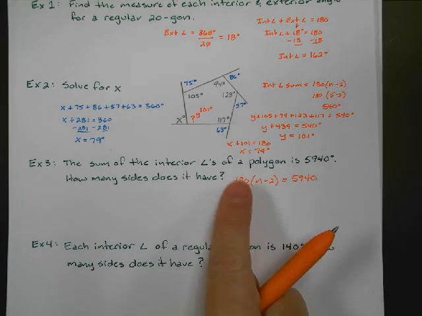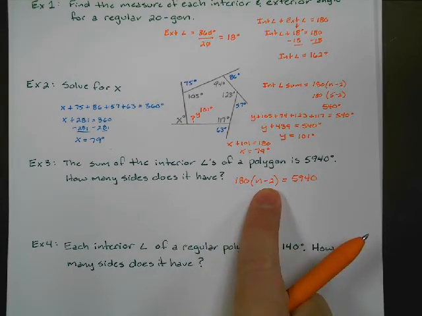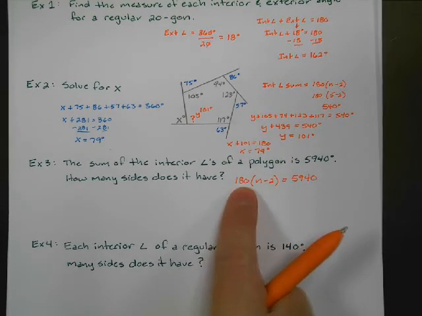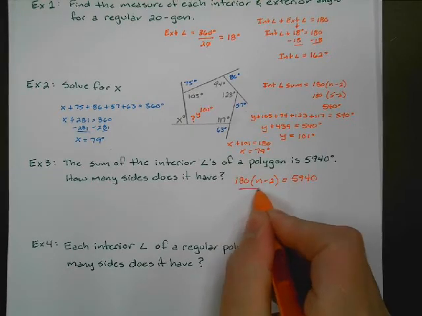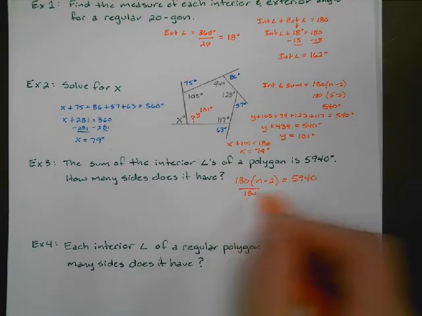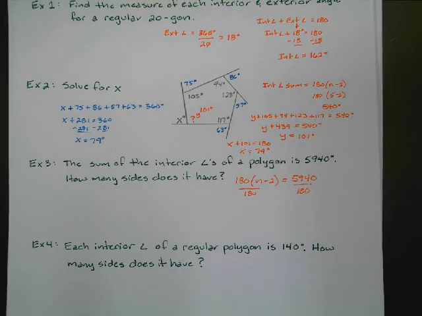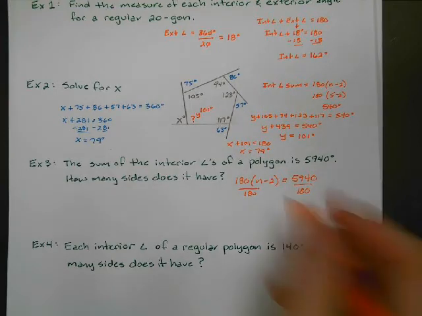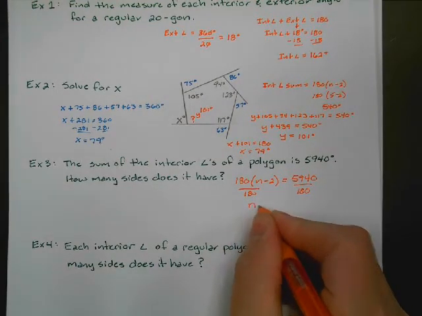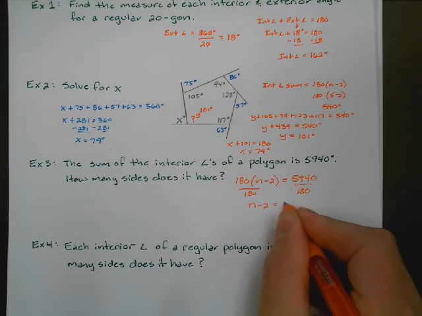So this is 180 times this. So how do I get rid of the 180 on this side? I do the opposite operation, which is dividing by 180 on both sides. So I use my division property of equality. So if I do 5940 divided by 180, I'd get 33. So I'm left with n minus 2 equals 33.